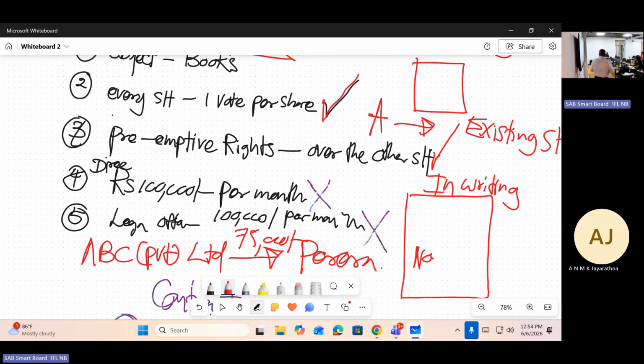Right. Now the issue is, what is the amount to be paid to Mr. Pereira as remuneration? 75,000 no, 100,000. Yes. Can Mr. Pereira claim 100,000 rupees as his remuneration?